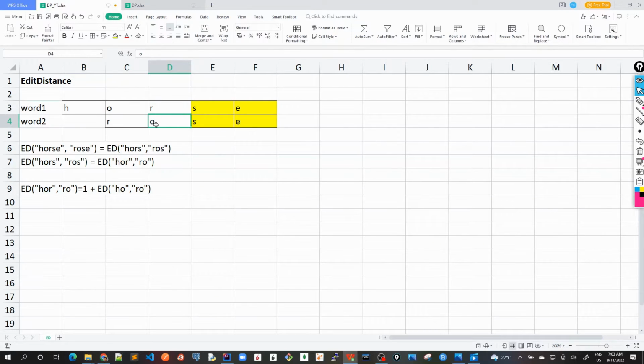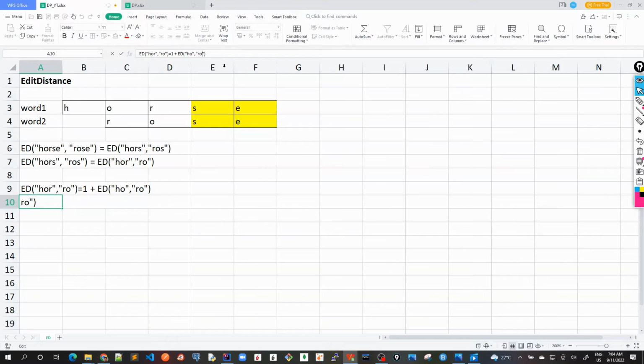What if we delete O also from the target string, so we are left with HOR and R, right? Because it's also possible that I remove something from word one, or replace something, or insert something, and finally arrive at this problem. So first we tried removing R from word one, and the second possibility is that we remove O, and then we compare HOR and R. This is another possibility.